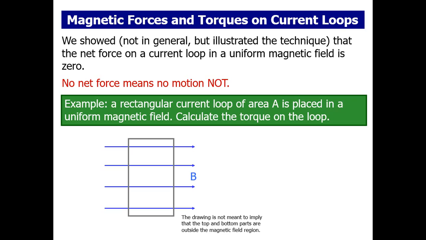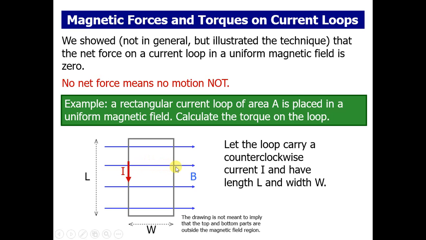Now, see here, example: a rectangular current loop of area A is placed in a uniform magnetic field. Calculate the torque on the loop. Okay, see here, this is our loop, and these blue lines give the magnetic field. So let the loop carry a counterclockwise current I and have a length L and a width W. The current I passes through this loop.